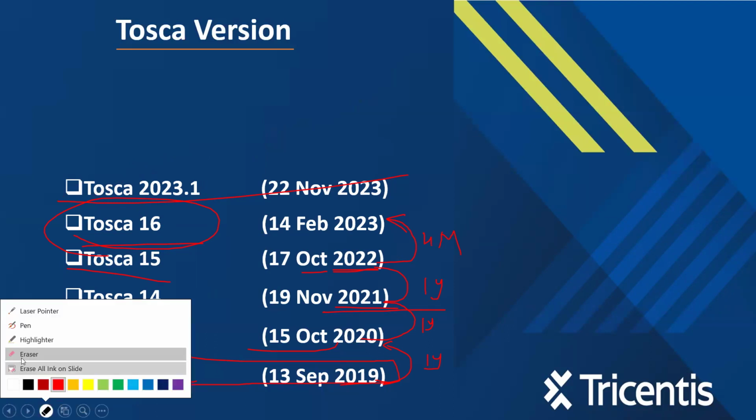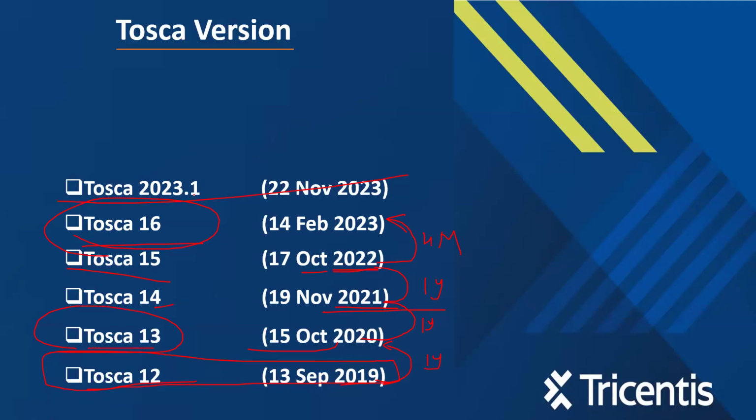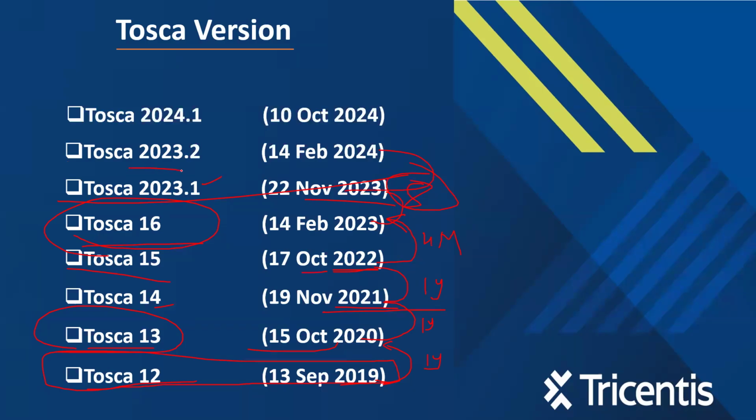Let us see what they have done in 2023. Okay, so in 2023 November, they launched a new version. Again from Feb to November, 8 to 9 months, again they are launching. After that, again 4 months, they launched the new version. Again after 6 to 7 months, they launched one more. And after this, in Jan 2025, they launched TOSCA 2024.2.